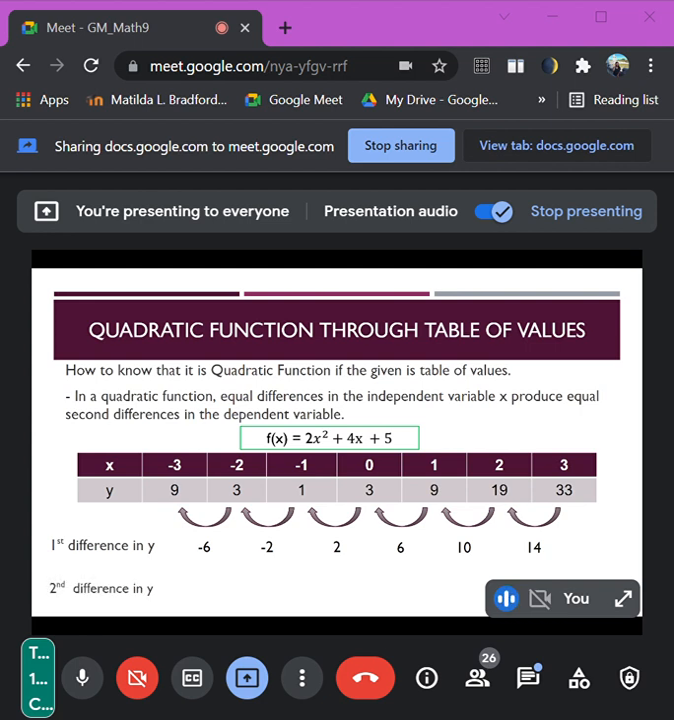Then we solve the second differences: negative 2 minus negative 6 is 4. 2 minus negative 2 is 4. 6 minus 2 is 4. 10 minus 6 is 4. And 14 minus 10 is 4. So as you can see, their second differences are again all equal. So that is the basis when we check whether a table of values is a quadratic function. Okay, so questions?